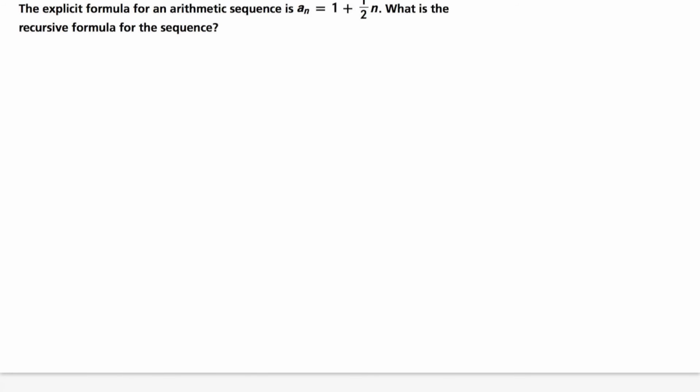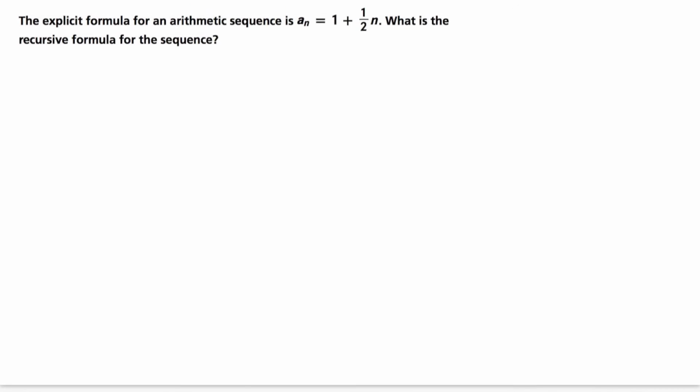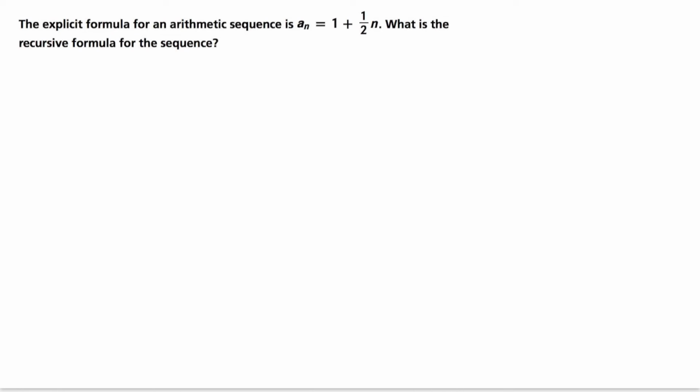So now let's do it in the opposite order. We're going to find the recursive formula when given the explicit formula. So this is actually even faster. When we want to find the recursive formula, all we have to figure out is just what D is, what the common difference is. So the common difference is always going to be whatever our term number is multiplied by.